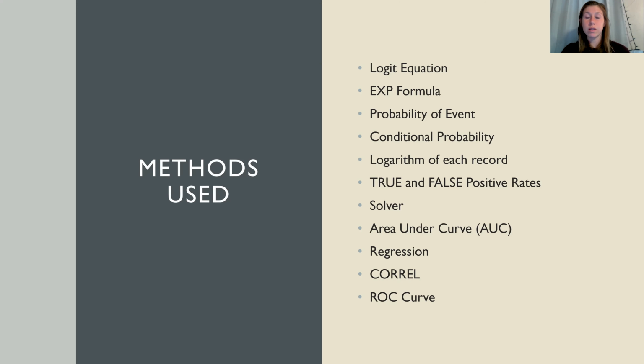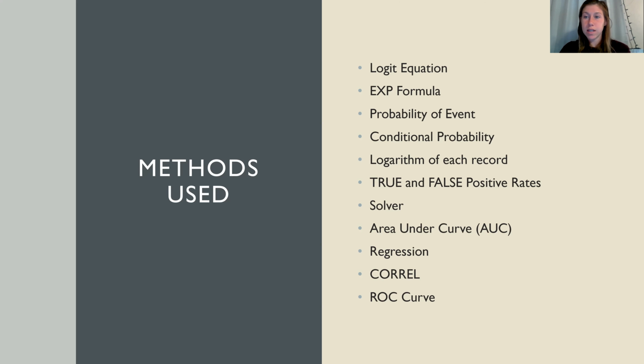Next one will be the logarithm of each record, finding the inverse function to exponentiation using logarithm, and the true and false positive rates to see how many positive and negative cases I got right. I will run Solver on Excel to find the optimum solution, and I use GRG Nonlinear and then Evolutionary. And then area under the curve to provide a summary of how good my model performance is as a whole.